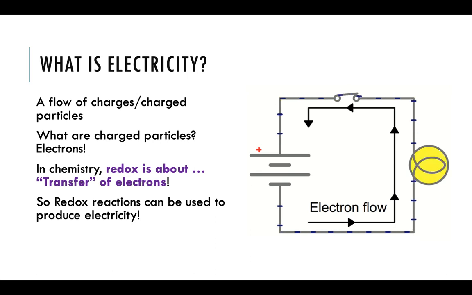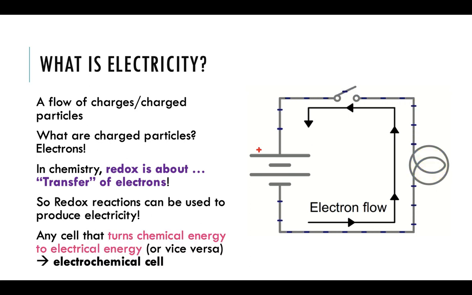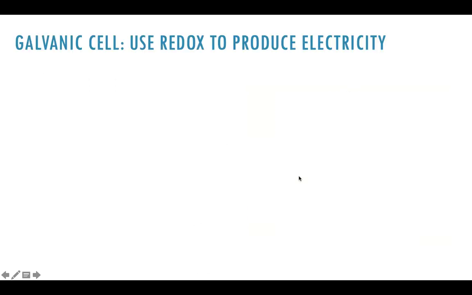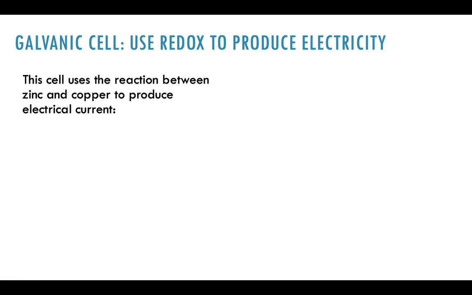In fact, a lot of batteries that you buy from the supermarket are basically a redox reaction turned into electrical energy. So anything that turns chemical energy into electrical energy is called an electrochemical cell, which is the galvanic cell that we need to study today, which is this part, the battery. So a galvanic cell is a cell that uses redox to produce electricity.